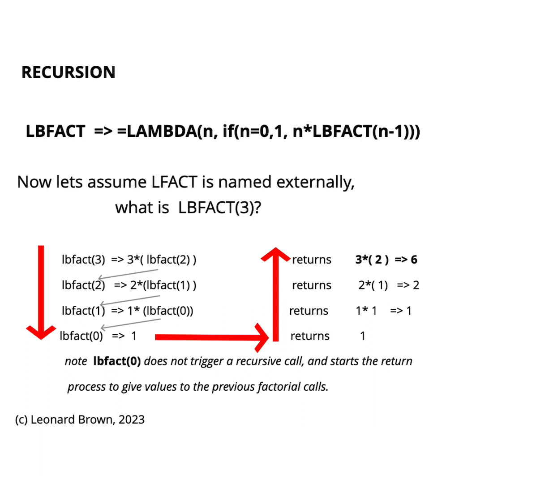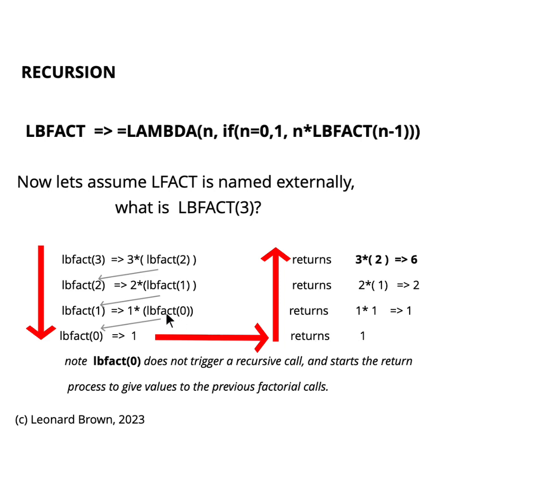Let's see what happens when we calculate lbfact of 3. When we call lbfact of 3, n is not equal to 0, so this function resolves to 3 times lbfact of 2. So it makes a call to lbfact of 2. When we call lbfact of 2, this resolves to 2 times lbfact of 1. When we call lbfact of 1, this resolves to 1 times lbfact of 0. Now when n equals 0, it returns 1. So we know that lbfact of 0 is 1. So this function returns 1.